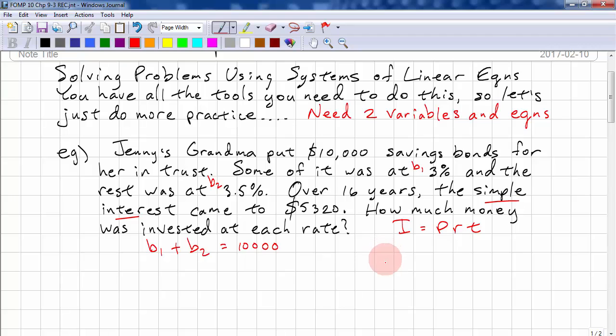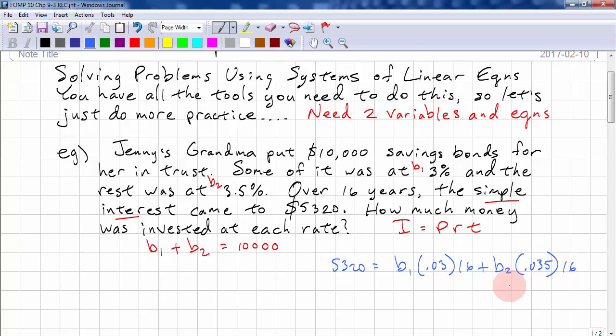Next, we need another equation. We need to use this because the total amount of interest is this. So we have P, that's our principal, and that's the amount of the bond. So 5,320 equals B1 times the rate, this is a percentage, it needs to be converted to a rate, so that's 0.03, and the number of years is 16. And then we add that to the other interest. That's B2 times 0.035 times 16.